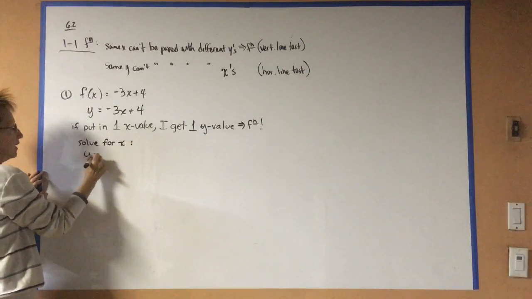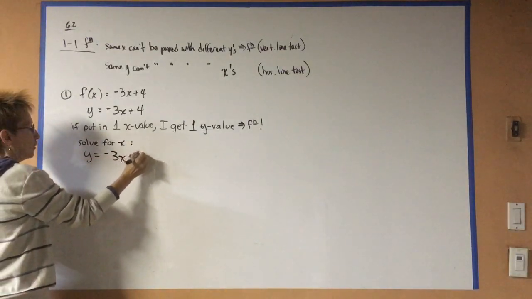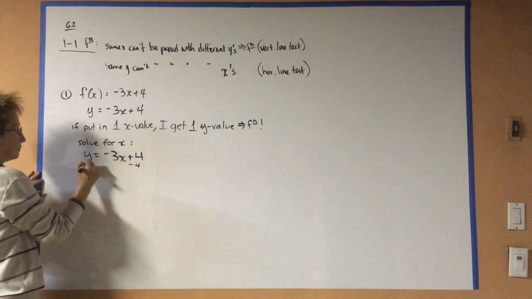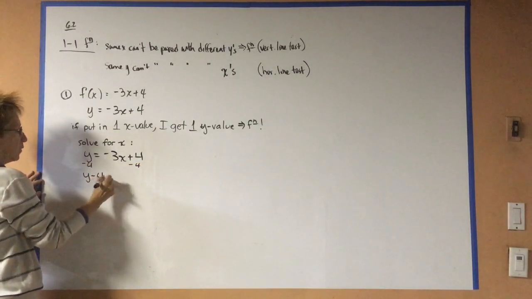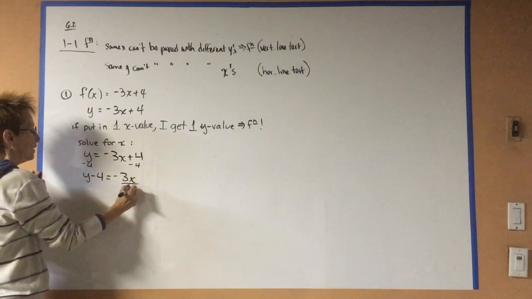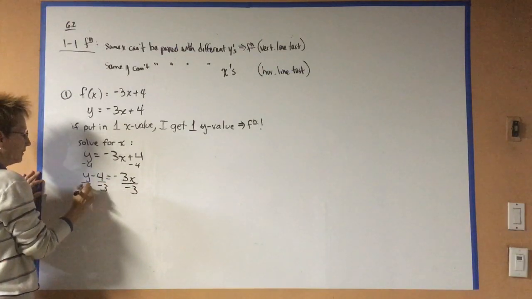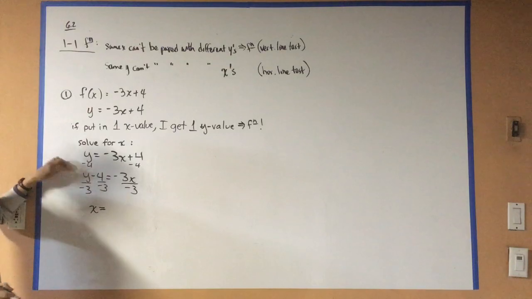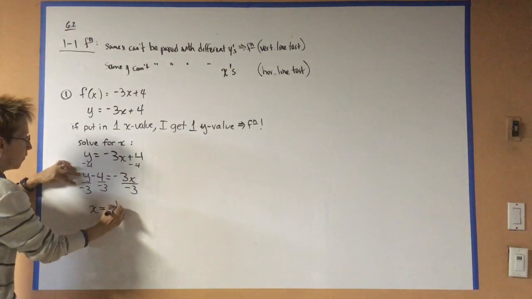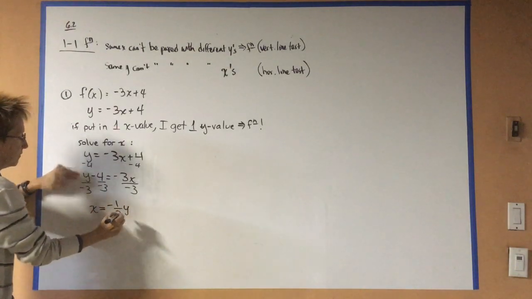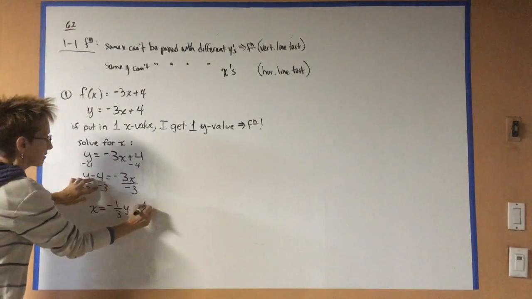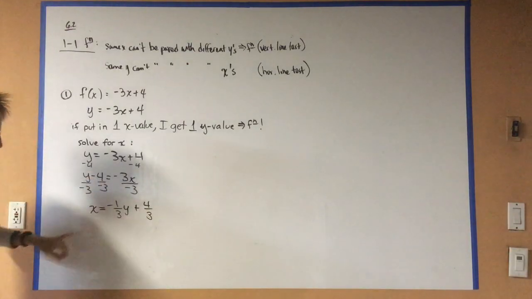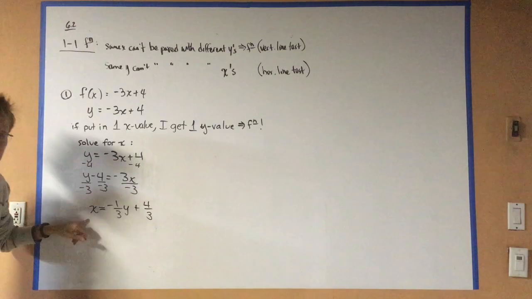So let's see, y equals negative 3x plus 4. I'll subtract 4, so I'll have y minus 4 equals negative 3x. I'll divide every term by negative 3. I'm going to write my x first because it's easier to read. x equals negative 1/3 y, and this is going to turn into plus 4/3. So here it is solved for x now.